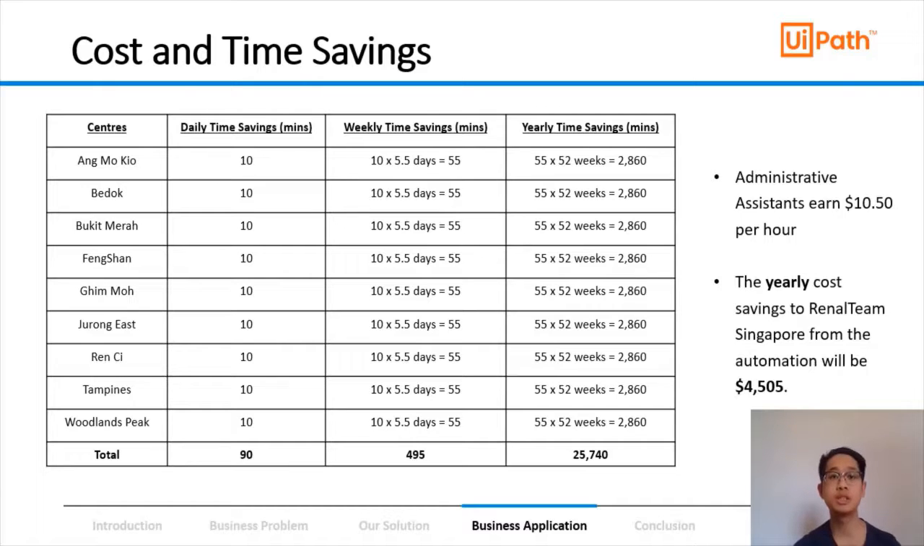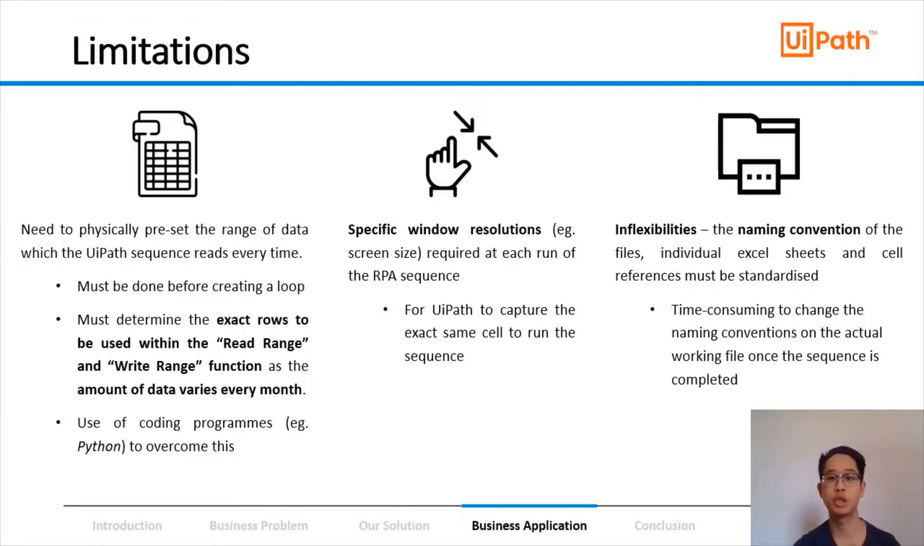Since Renal Team's assistants earn $10.50 per hour, the total cost savings to Renal Team from automation of the sales summary is $4,505. Next, I'll be going over some restrictions we face.